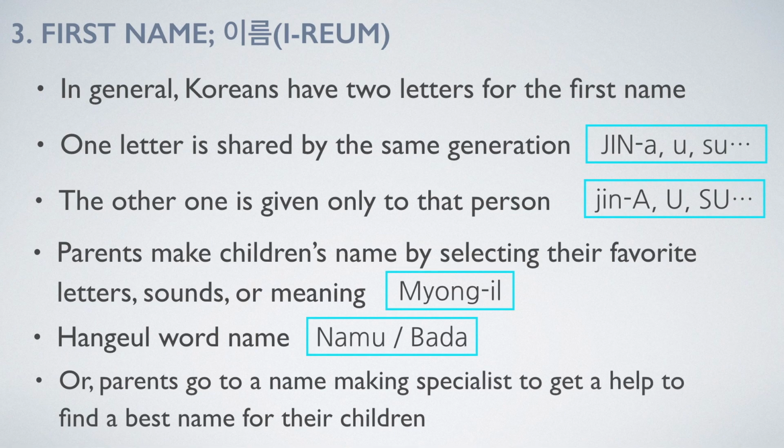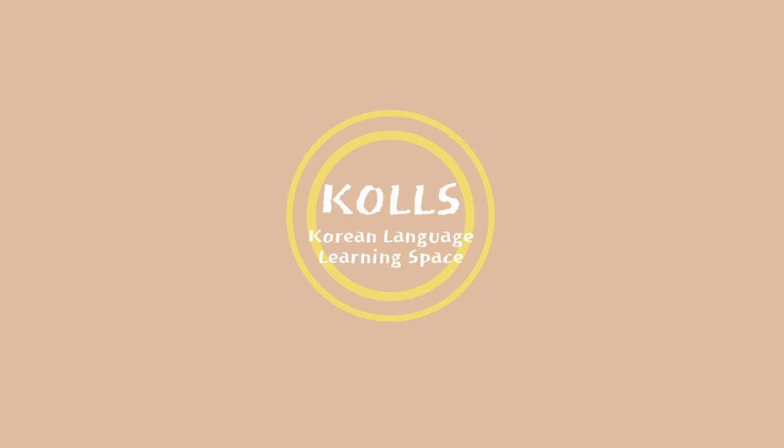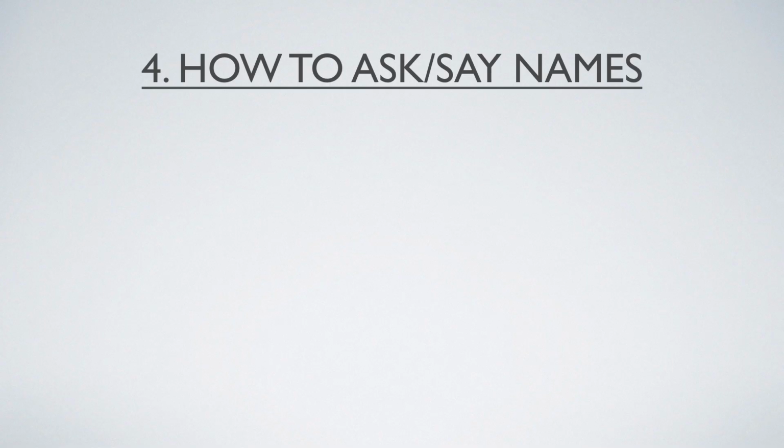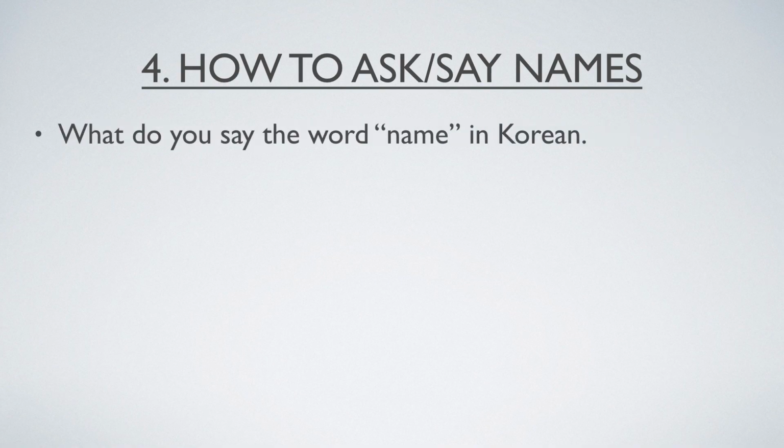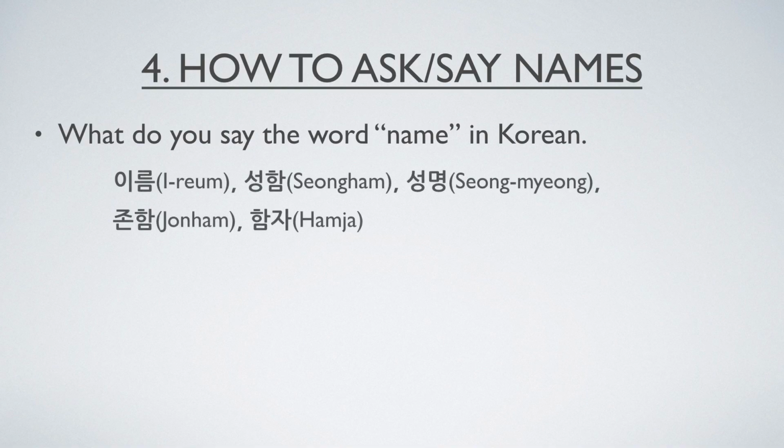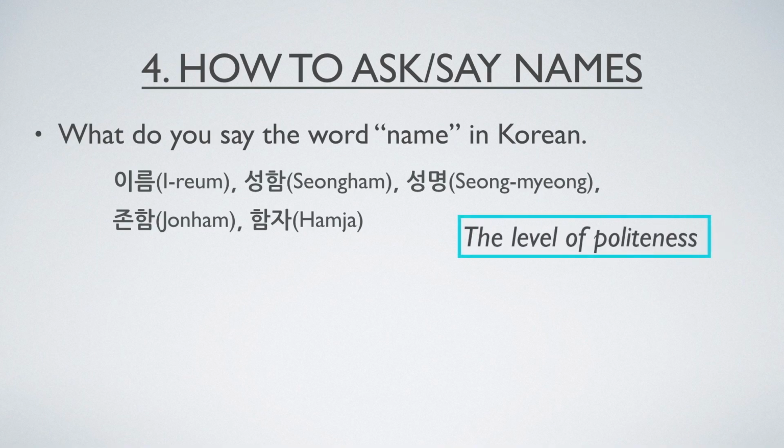Parents or the grandparents can go to a name-making specialist to get help to find the best name for their children or grandchildren. And now it's time to learn how to ask or say names. We already saw that the family name is Song and the first name is 이름 in Korean, but there are 4 more terms. 이름, 성함, 성명, 존함, 함자. They all stand for name. But what's the difference? That is the level of politeness.